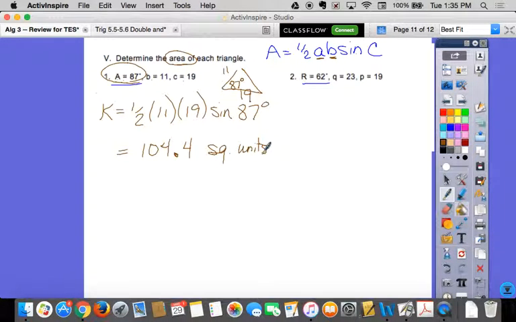But keep in mind this is square units. So if you're doing inches, it's square inches. If it's yards, it's square yards. Just whatever your measurement tends to be.